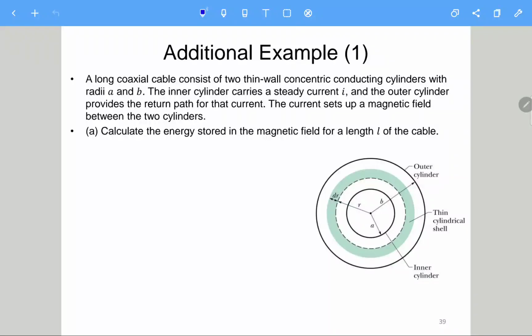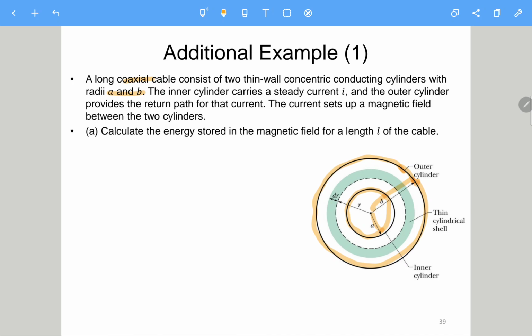Okay, let's take a look at an additional example. So it says a long coaxial cable consists of two thin wall concentric conductor cylinders with radii A and B. So we can see this is A, this is A, this is B. So this one is the outer cylinder. This is the inner cylinder.